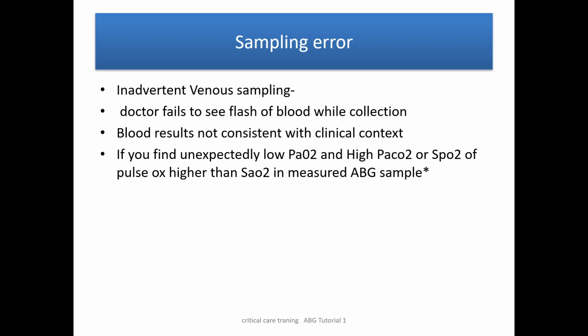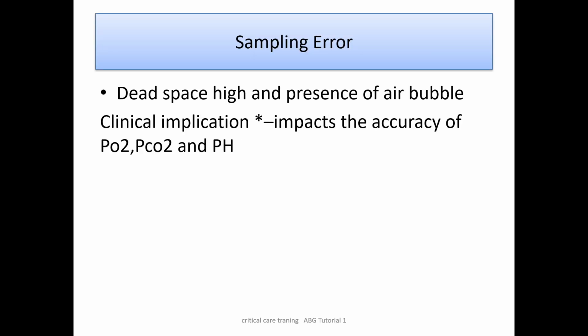Sometimes the sister or the young doctor is taking a sample, and they may take an inadvertent venous sampling, so your oxygenation will not be reliable in such a situation. The doctor has not seen the flash of blood while collecting, and blood results are not consistent with the clinical context. So if you find a venous sample with a PO2 that is definitely low, you cannot label it as respiratory failure, with high PCO2 and normal SpO2 on the pulse oximeter. So definitely it's a mixed or sometimes inadvertent venous sample. So that is one of the errors.